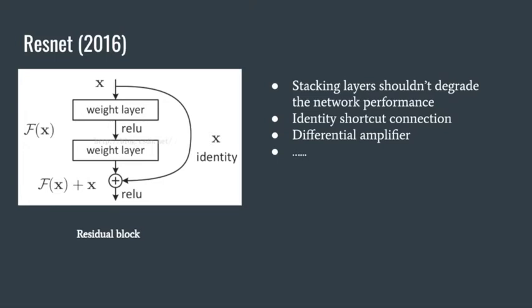The authors of ResNet argue that stacking layers shouldn't degrade the network performance because we could simply stack identity mappings upon the current network, and the resulting architecture would perform the same. This indicates that the deeper model should not produce a training error higher than its shallower counterparts.